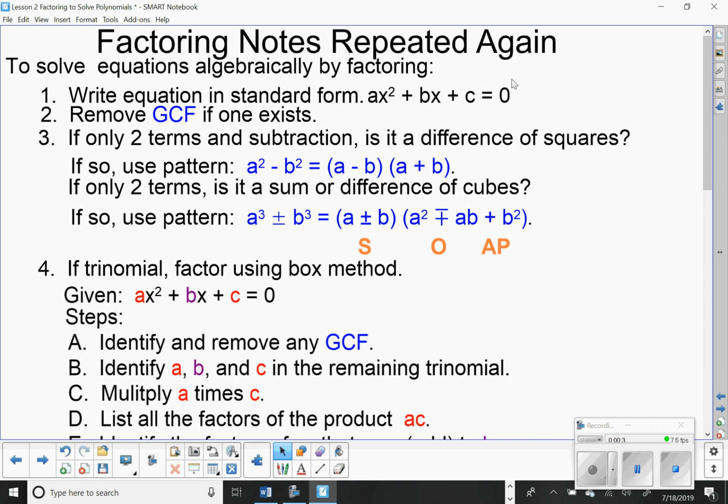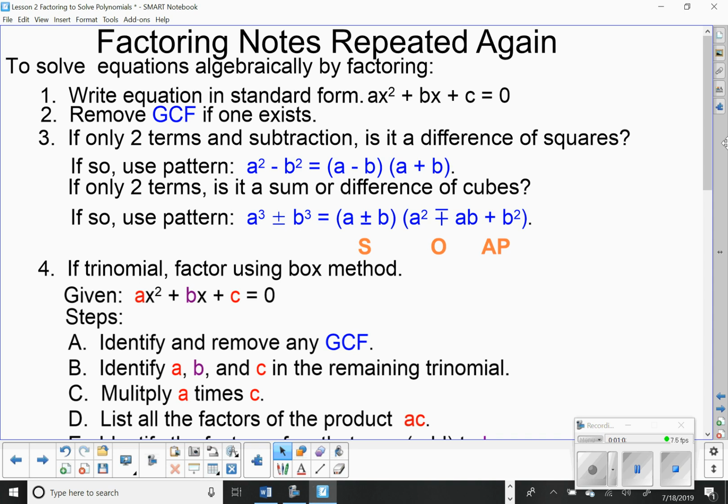Okay, factoring notes repeated again. I'm not going to read through all this, but you do need to be able to do a greatest common factor and know that that's what you take out first. Then, if you only have two terms, and subtraction, is it a difference of squares? If it is, use the pattern. If only two terms, and it's not a difference of squares, is it a sum or difference of cubes? If it is, use the pattern. Use SOAP, same, opposite, always positive, and then the SMS.